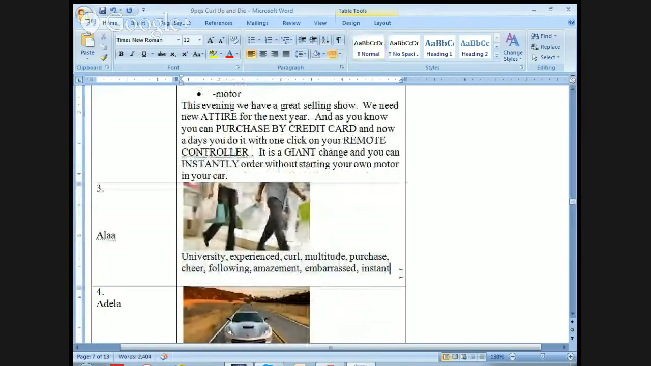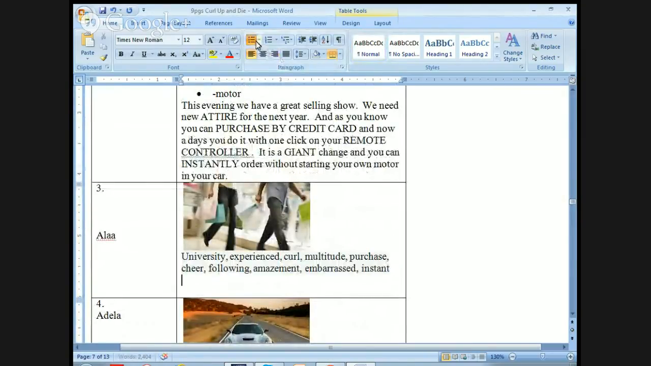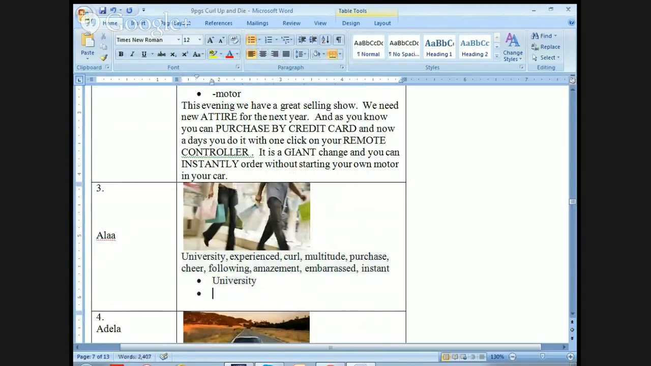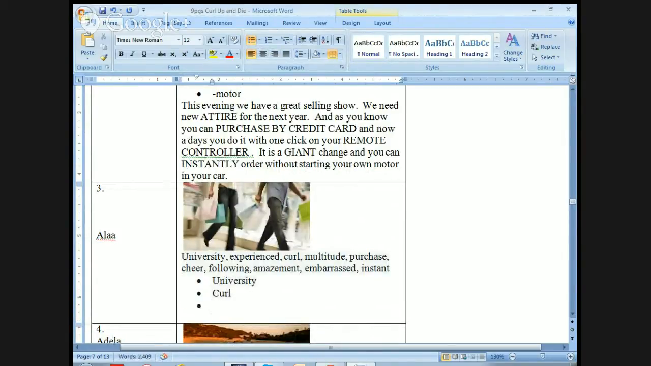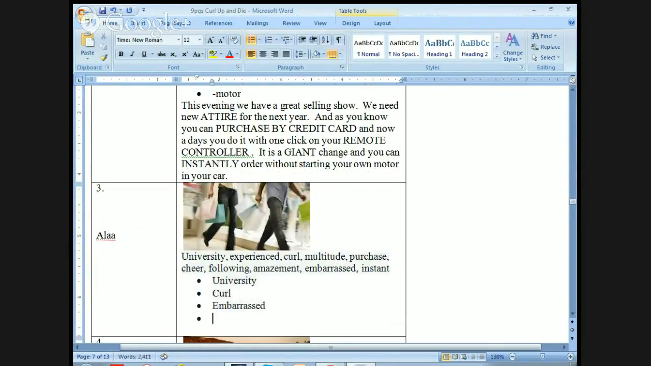Allah, what three words would you like to use? University, girl, embarrassed. Hey, Peter, what word would you give him? Aunt toilet. Spell it. I don't know what you... Can you spell it? A-U-N-T. Aunt. Oh, aunt, okay. Okay. Aunt toilet.